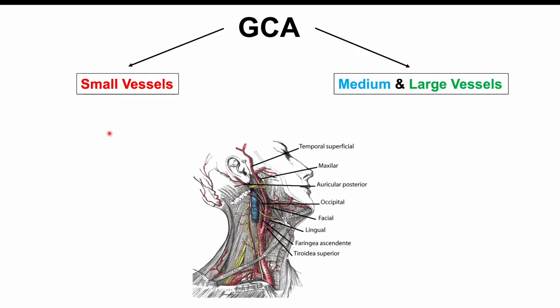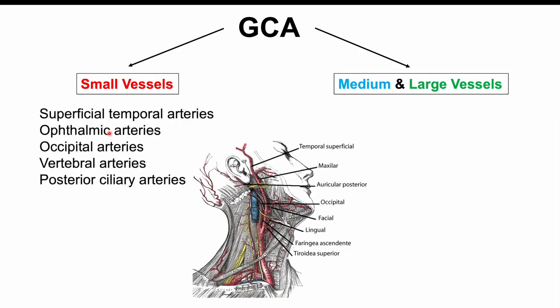Now let's talk about the blood vessels that can be involved in this condition. We mentioned that giant cell arteritis is categorized as a large vessel vasculitis, but we also mentioned that small and medium vessels can also be affected. So the small vessels that can be affected in this condition include the superficial temporal arteries. So this is where the superficial temporal arteries are located. We can also see the ophthalmic arteries being affected as well. These are going to supply the eyes.